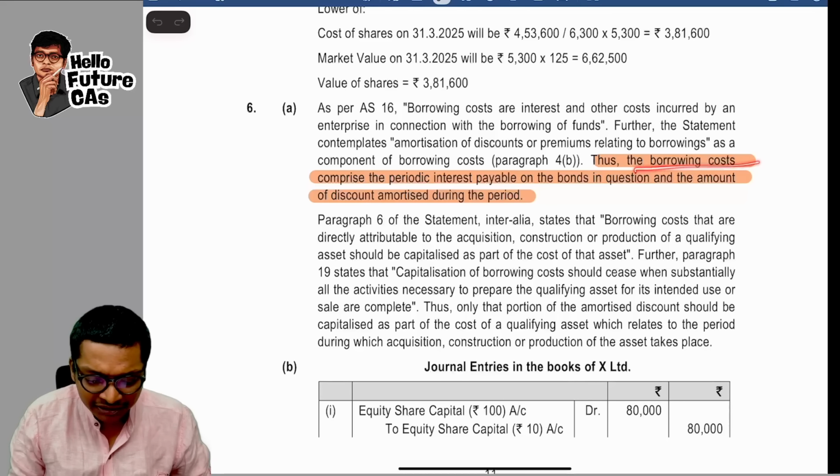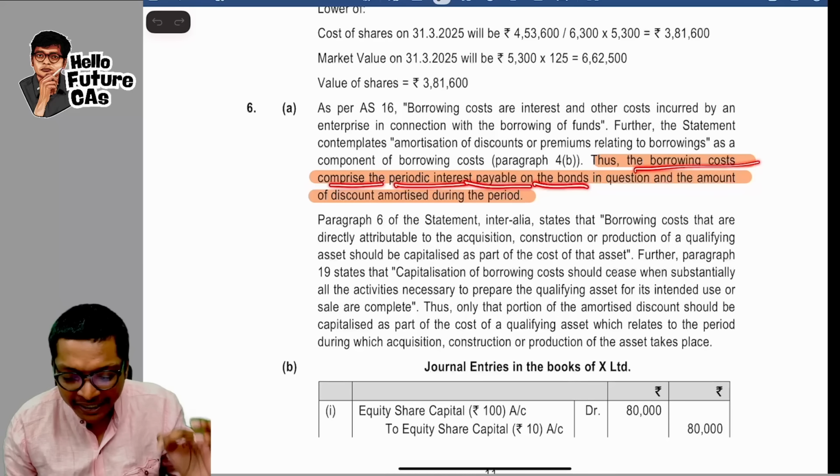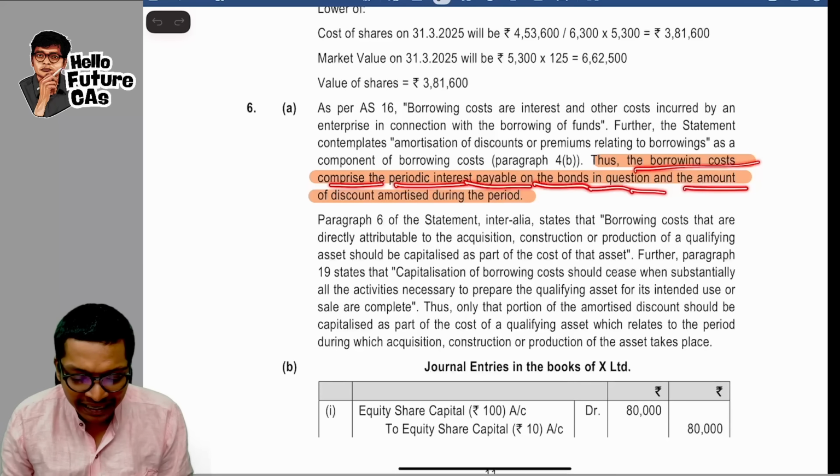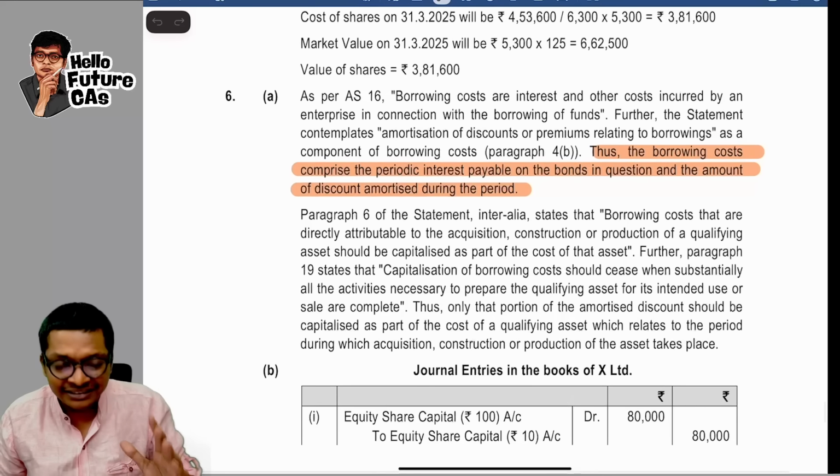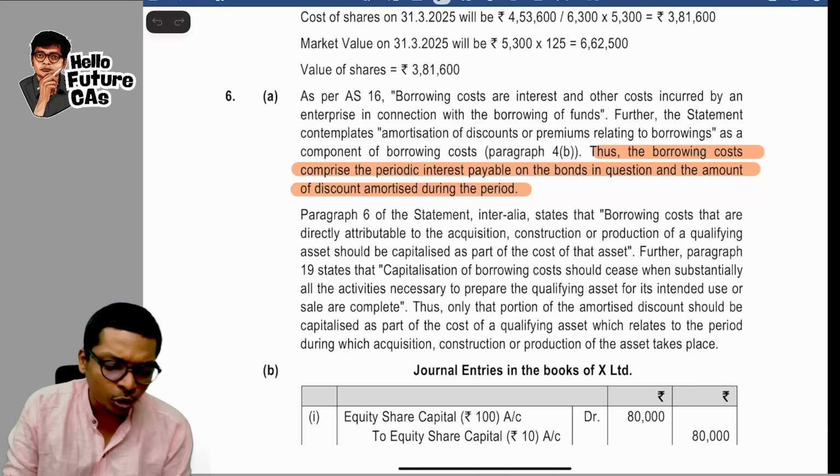Thus, borrowing costs comprising the periodic interest payable on the bonds in the question and the amount of discount amortized during the period will be included. This is the answer. Quickly go through it, guys.